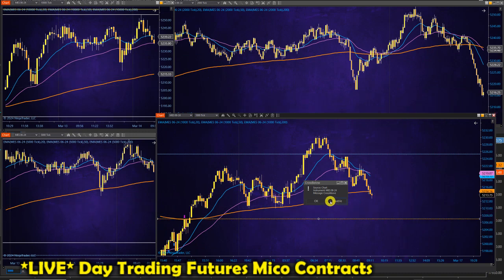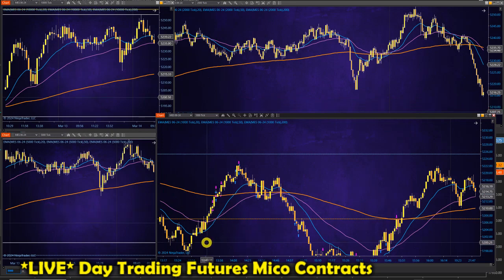It's time to go check it out. Price has fallen below your alert, and it's time to take a look at the action on the chart.